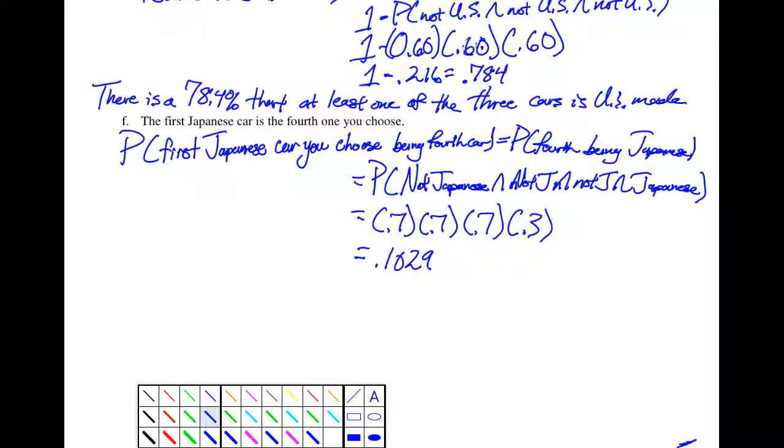So let's write that out in sentence form. There is a 10.29% chance that the fourth car you choose is the first Japanese car.